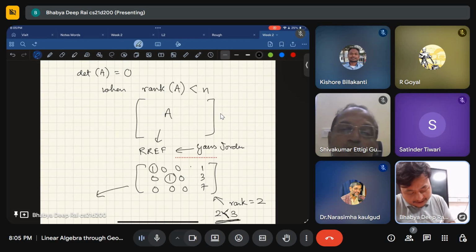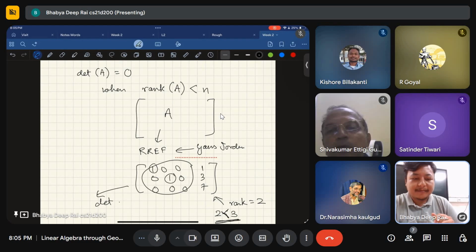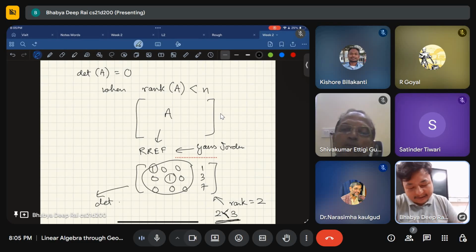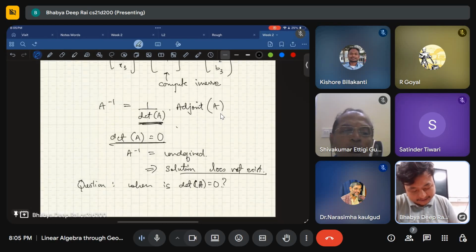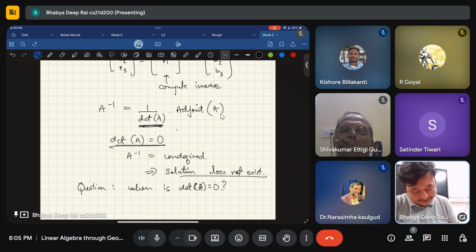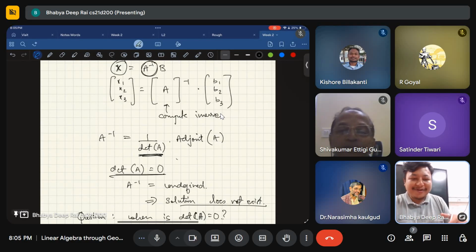the other way to interpret it is to find the determinant of this particular matrix. You'll get it to be 0. Another thing: the determinant is equal to 0. Now when can you find the solution?